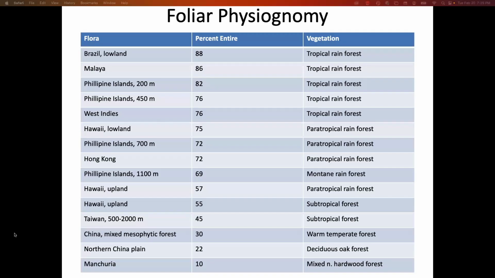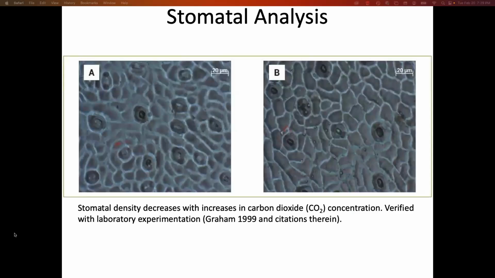This then translates into what we call these different types of designation of forests, like tropical rainforest or paratropical, which is kind of another word for subtropical. Now, another thing we can do, and I'm just hitting the highlights here so you'll expand your knowledge base a little bit.